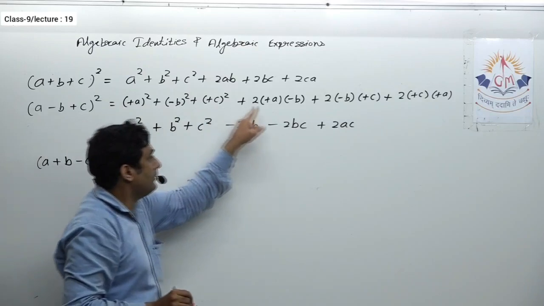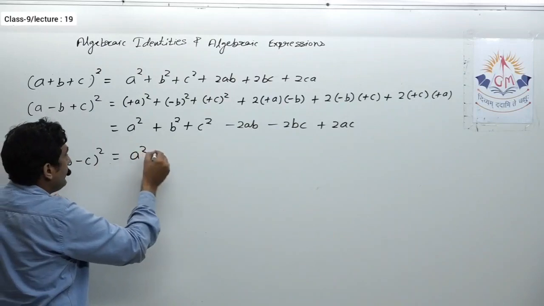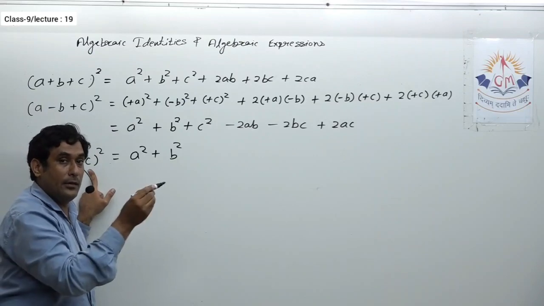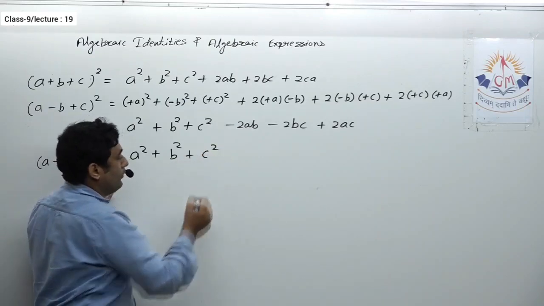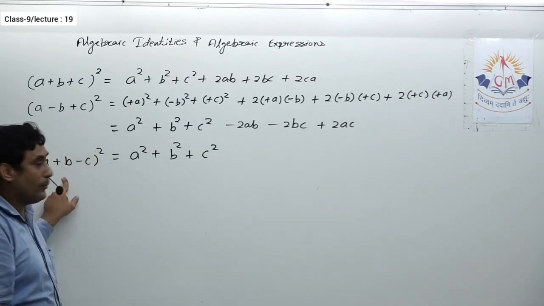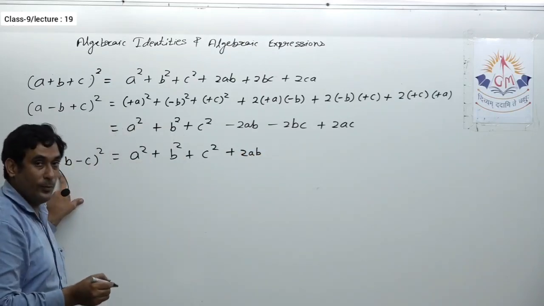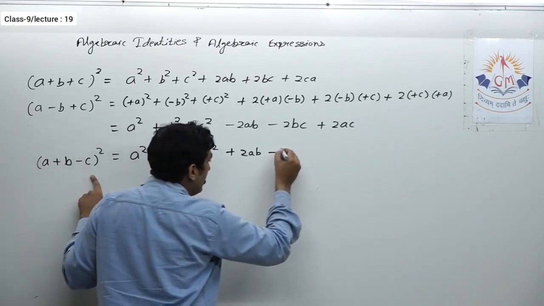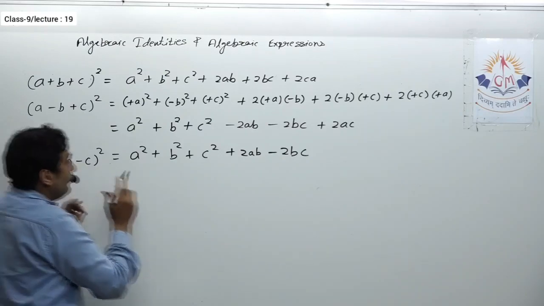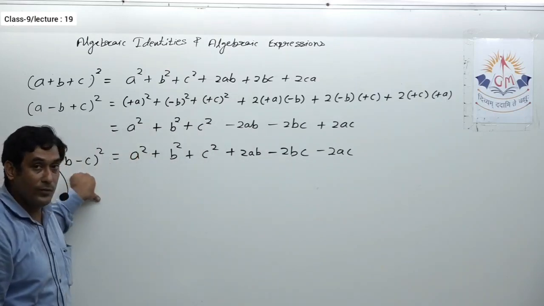So now I won't write this type of statement. I directly write the square of the first, a square, b square. Now in the place of c square, if you make it minus c, ultimately it will become c square only. Now 2 into first and second, both are positive, so plus 2ab. 2 into second and third, this is positive, this is negative, so here it will become minus 2bc. Then 2 into first and last, again minus 2ac. So this is the expansion of this one.